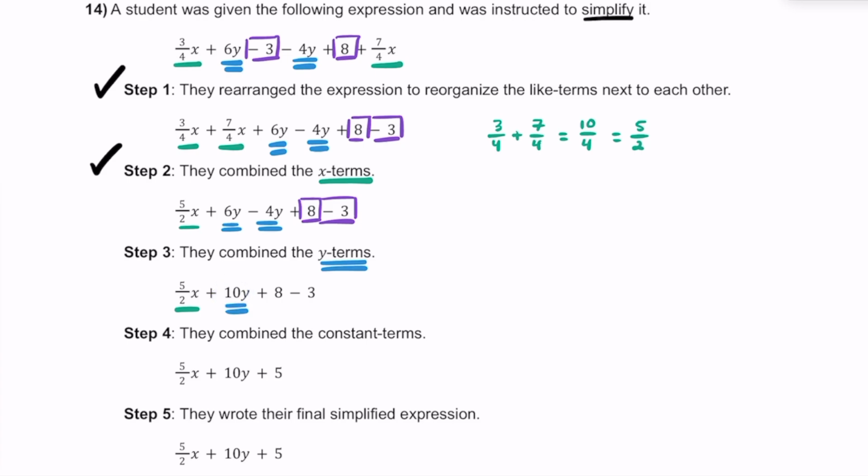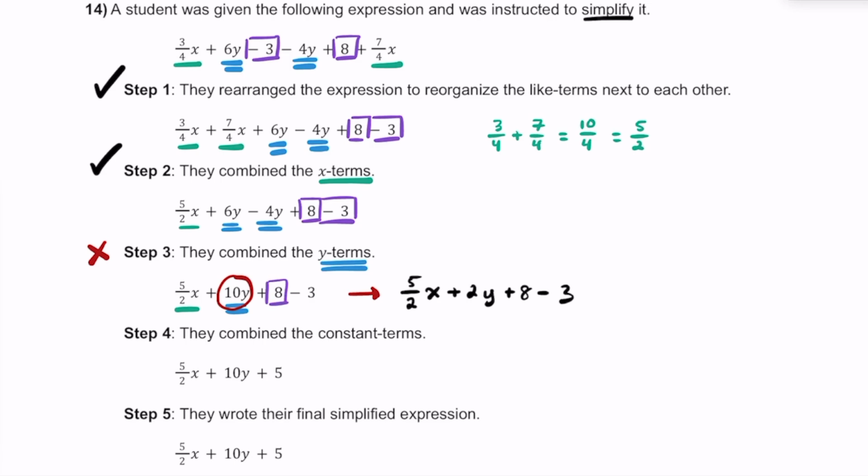So I think that is the issue, right? I think they must have accidentally ignored this minus sign, and they thought it was just 6 plus 4. So I think what this should say here is 5/2 x plus 2y. I think this should be the correct coefficient of 2, and then it should say plus 8 minus 3 here. So I think the issue we should circle is this 10y over here, right? So in step 3, this is where they made a mistake.